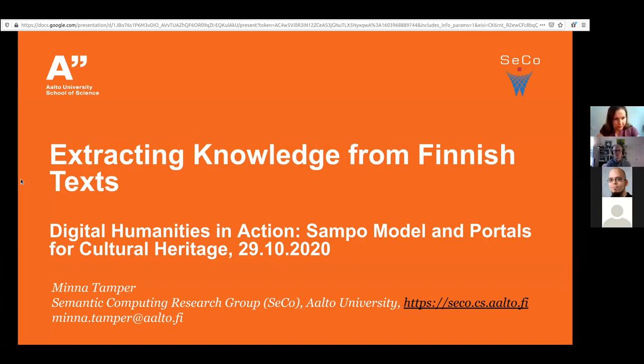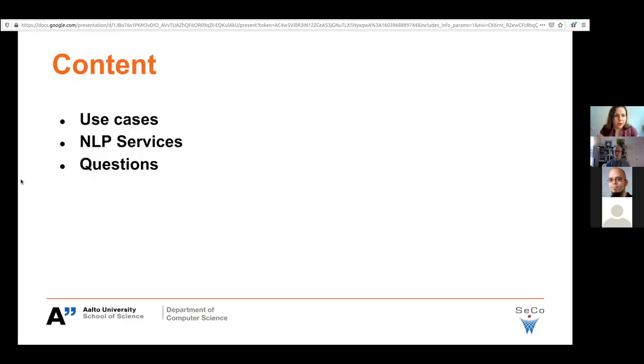So my presentation is about extracting knowledge from Finnish texts, and I'm Minna Tamper, a doctoral candidate from Aalto University, and I've been working in the Semantic Computing Research Group. So I'm going to talk briefly about the use cases where we have used different kinds of entity or knowledge extraction methods, and then I'm going to show you some services that we have, and finally, if you have questions, I can answer your questions.